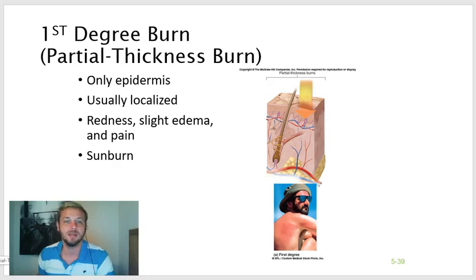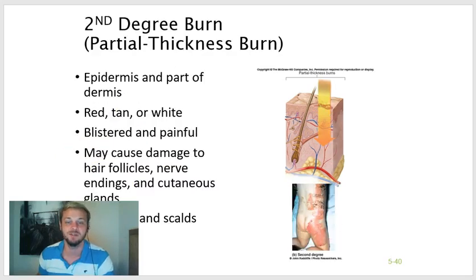So on your burns, we have 3 types. You have the first degree burn, or a partial thickness burn. This is the least severe. This is like you're out in the sun too long and you got a sunburn, right? It just burns the epidermis. It's usually localized wherever that was. It can be red. There could be a little swelling. It could be painful.